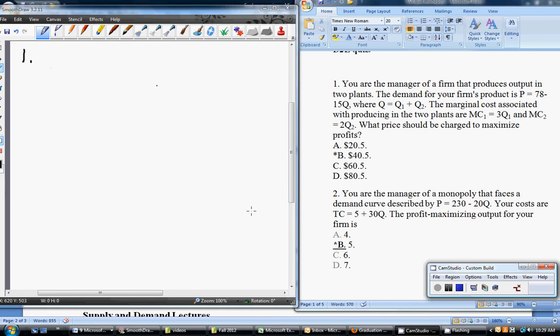Hello, I'm going to review the first problem on the D2L quiz. We have the inverse demand given by 78 minus 15Q. This is a profit maximization type problem, so we're going to get marginal revenue.